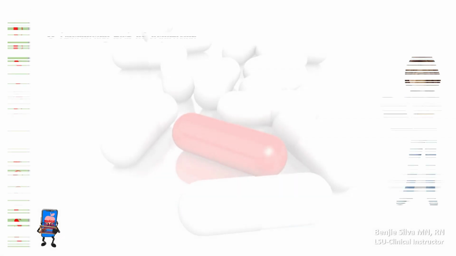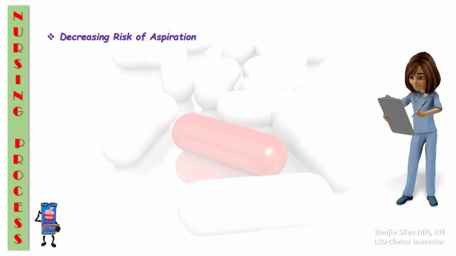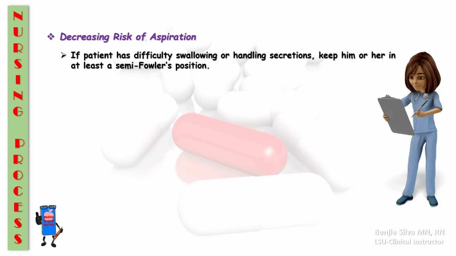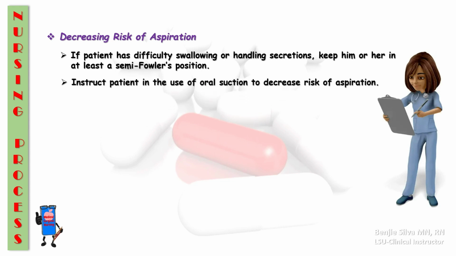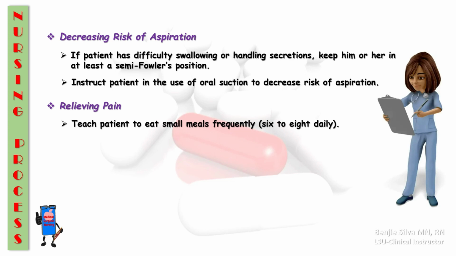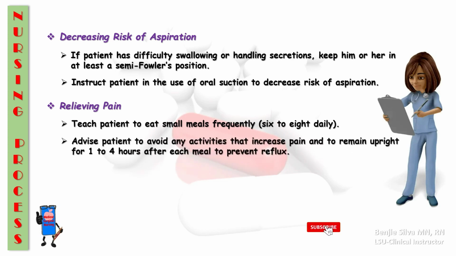For decreasing risk of aspiration. A. If patient has difficulty swallowing or handling secretions, keep him or her in at least a semi-Fowler's position. B. Instruct patient in the use of oral suction to decrease risk of aspiration. For relieving pain. A. Teach patient to eat small meals frequently, this is 6 to 8 meals daily. B. Advise patient to avoid any activities that increase pain and to remain upright for 1 to 4 hours after each meal to prevent reflux.